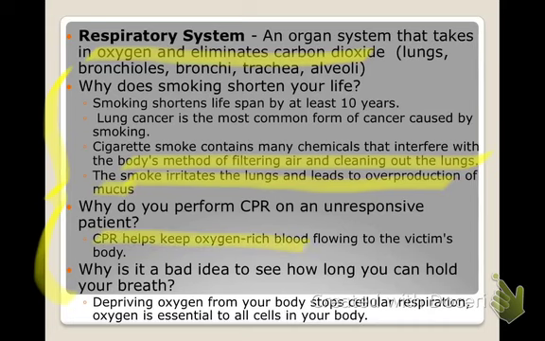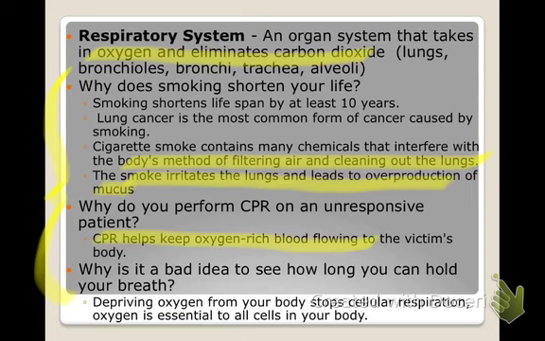All right, it says, why do you perform CPR on an unresponsive patient? Because it helps keep oxygen-rich blood flowing. So if oxygen is continuing to flow into the body, even if that patient is unresponsive, their cells can still undergo cellular respiration, which means everything in the body is still working, even if the patient's heart is not pumping. CPR allows you to continue to pump the blood through the compressions.